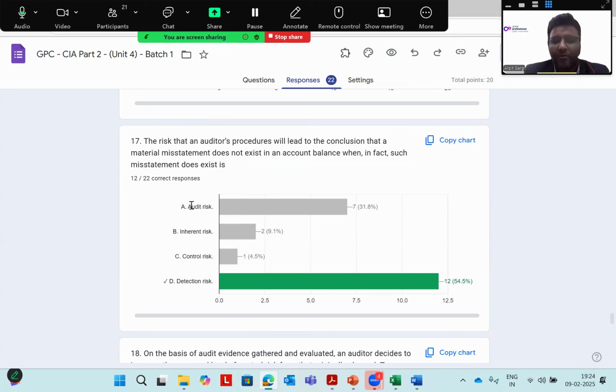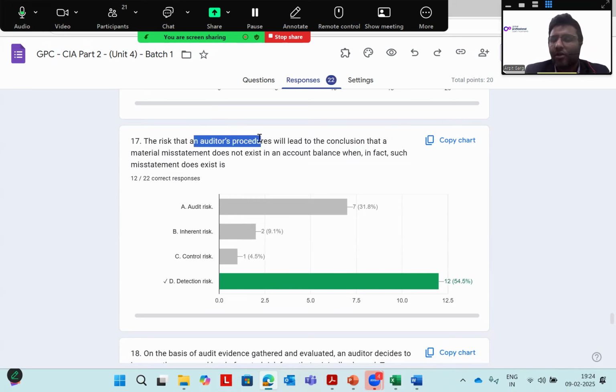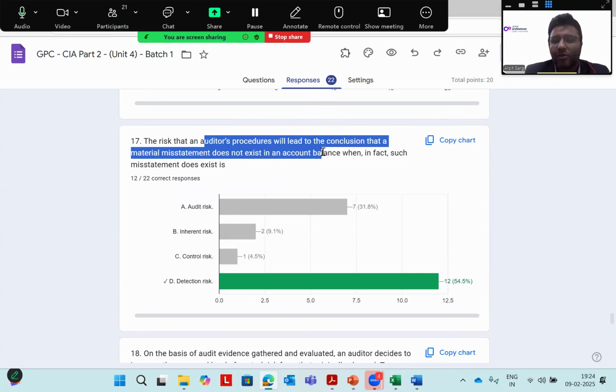Between A and D, people, it says the risk that an audit procedure will lead to the conclusion that a material misstatement does not exist. Audit procedure is what? It is the engagement procedure. It is more like a detection risk, right? The risk that an auditor's procedure will lead to the conclusion that a material misstatement does not exist in an account balance, when in fact such misstatement does exist, is more like a detection risk, that we are not able to detect it.